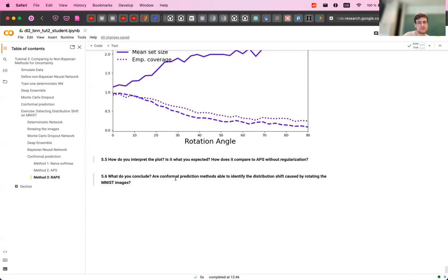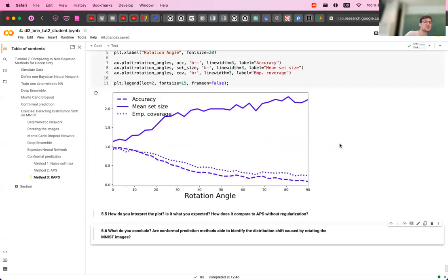So what will you conclude from that? Could you also use conformal to detect distribution shift? Yes, because when you see the set size go up, clearly the method is uncertain at that point. Exactly. Or a combination of the two.